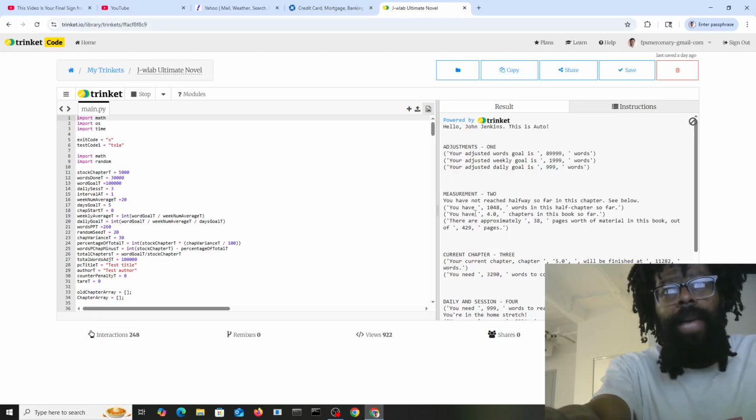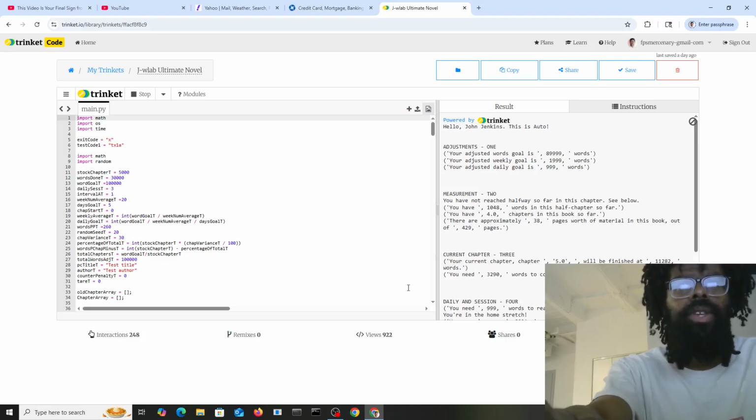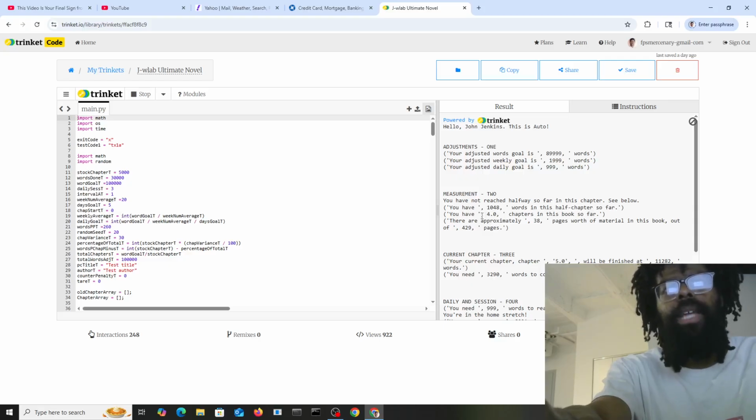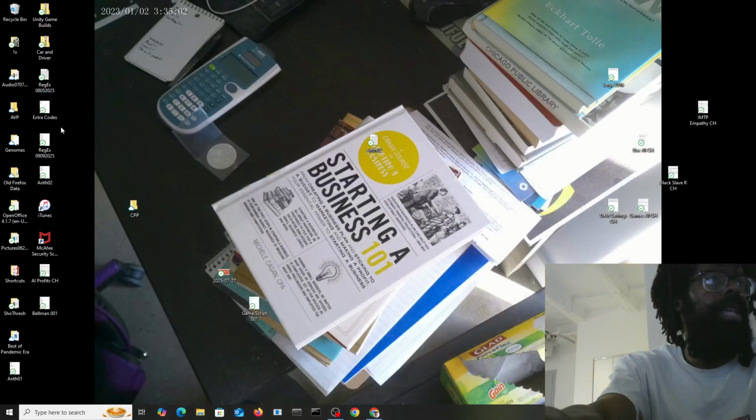So the problem I'm having is right here. You have 4 chapters in this book so far. I want to change this to say you have 4 chapters in this book out of a total of so and so chapters. I wasn't able to do that before. I didn't even realize that I had that problem, so I'm going to go ahead and fix it right now.